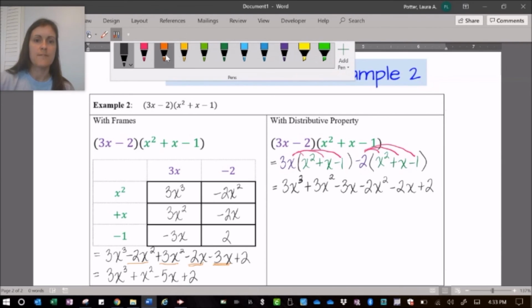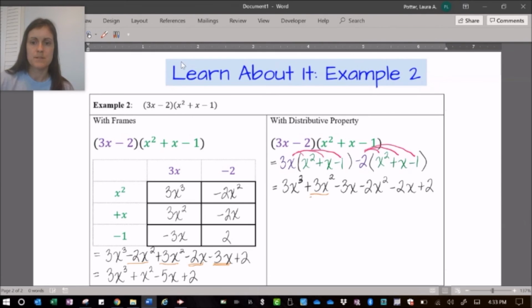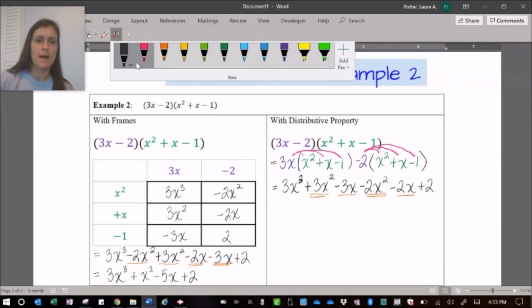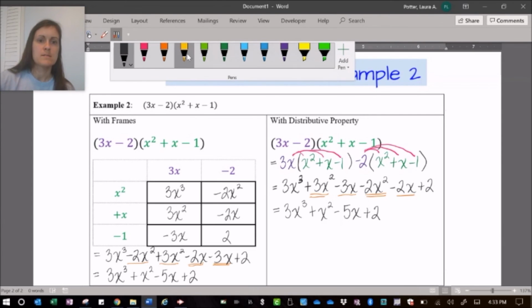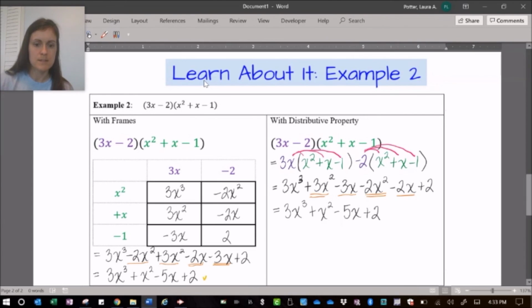I'll look around to see if I have any like terms. I have a positive 3x squared and a -2x squared. And I have a -3x and a -2x. So I'll combine those like terms together to get my final product, which is 3x to the third, didn't forget that time, plus x squared, that's the sum of these 2 like terms, the 3x squared and the -2x squared, minus 5x, that was the sum of -3x and -2x, plus 2. And when I take a look at my final answers, I can see that the products are the same.